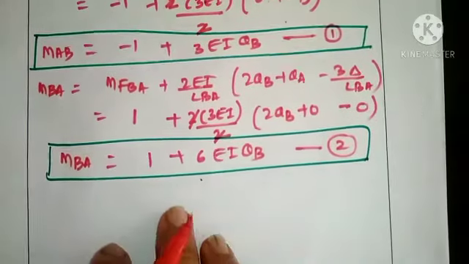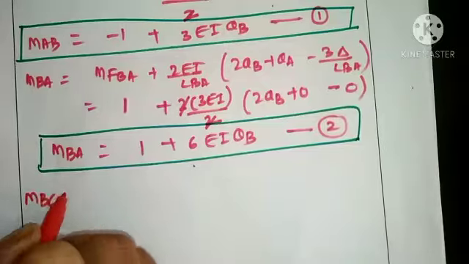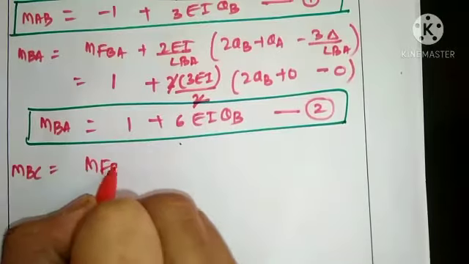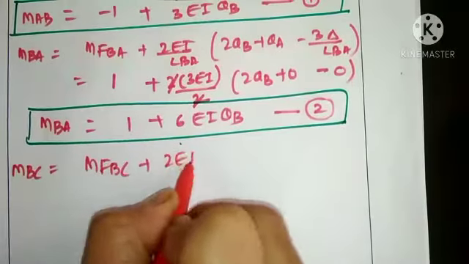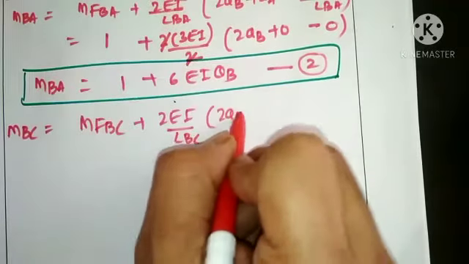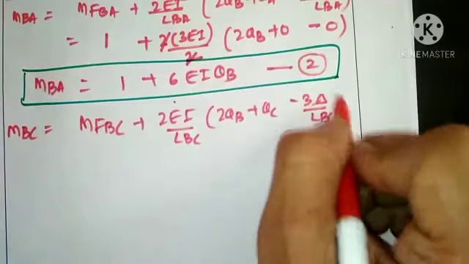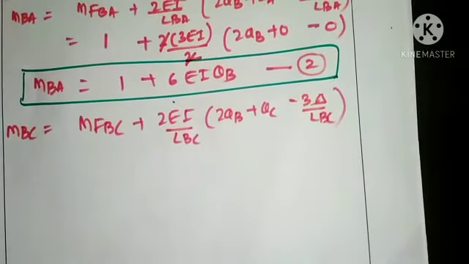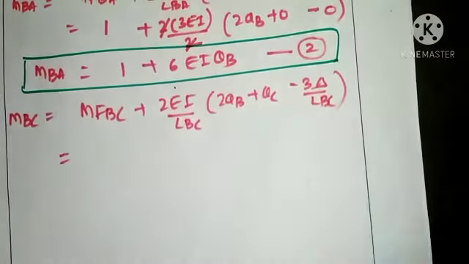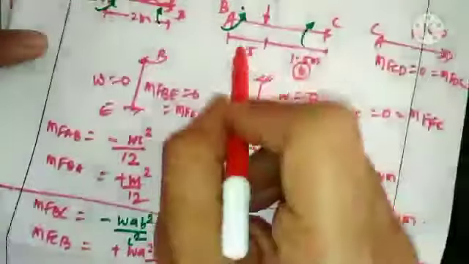Further moving ahead for MBC. So the MBC equation will be MFBC plus 2EI divided by LBC times 2 theta b plus theta c minus 3 delta divided by LBC. The MFBC value is what we had calculated a few minutes before, which is minus 1.6875. Minus, for the reason that it is in the anti-clockwise direction.